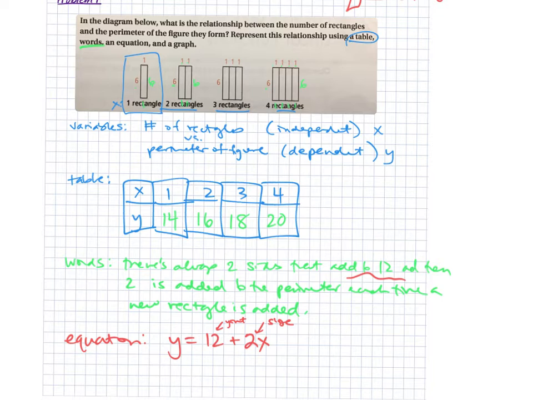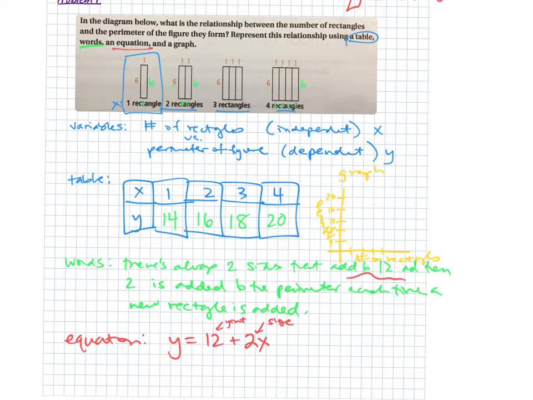Okay, and then we have a graph. So for the graph, your independent variable is going to be on the bottom, so number of rectangles. And then your dependent is on the side, perimeter. And so we have to go up to 20. So let's make that 4, 8, 12, 16, 20.